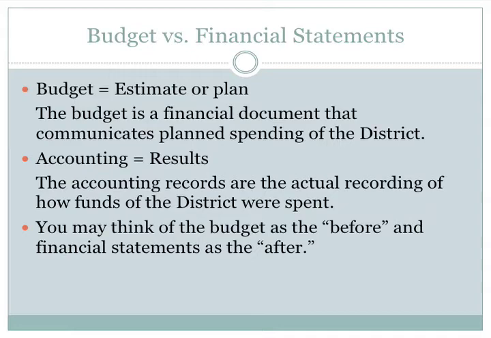Budget versus financial statements. Like we just said, budget is an estimate or plan. The budget is the financial document that communicates what we're going to spend money on, how we're going to spend it. It also can be detailed enough as to what time of year we're going to spend that money. Accounting of financial statements is the actual results. That's after the fact. So the budget is the plan. After the fact is accounting or financial records.